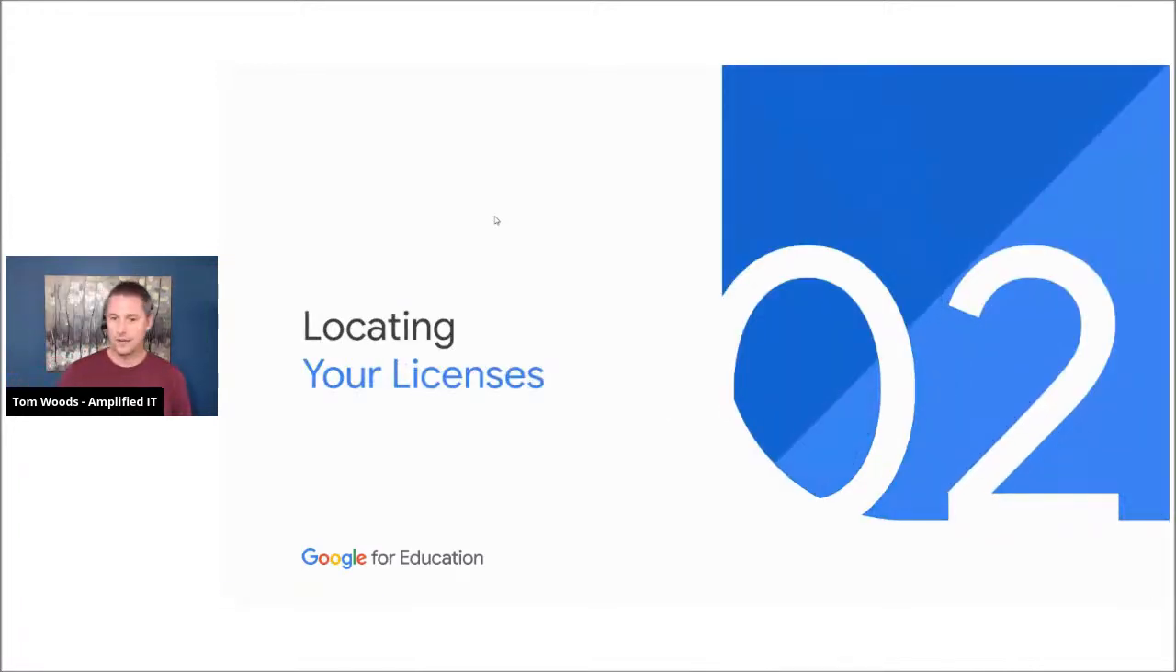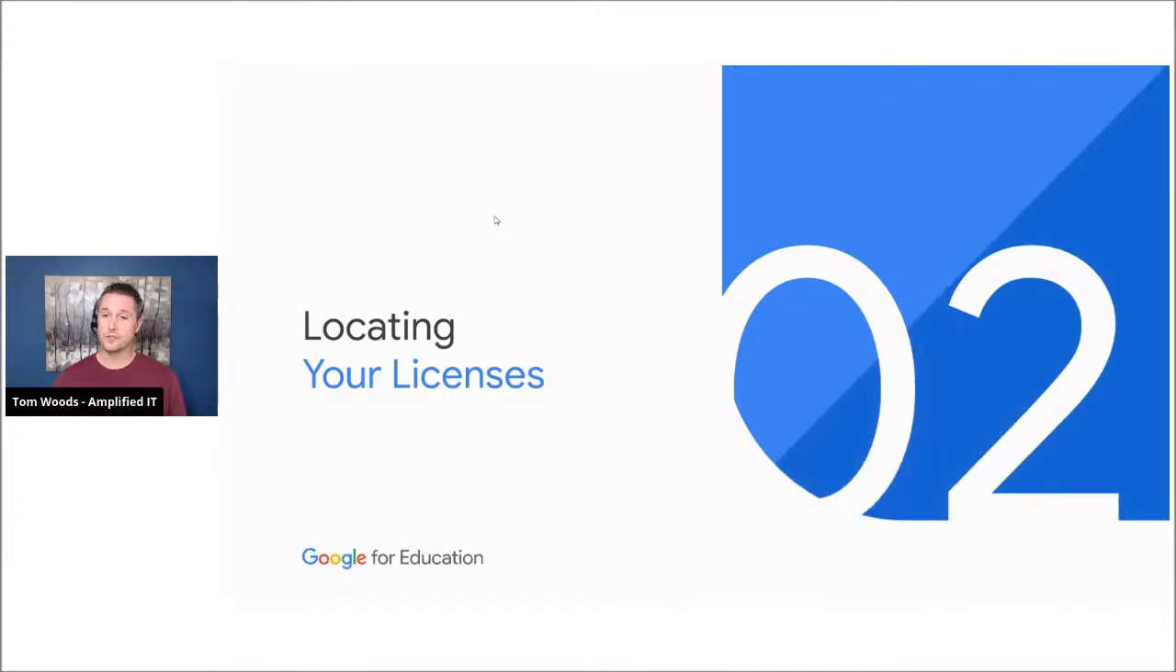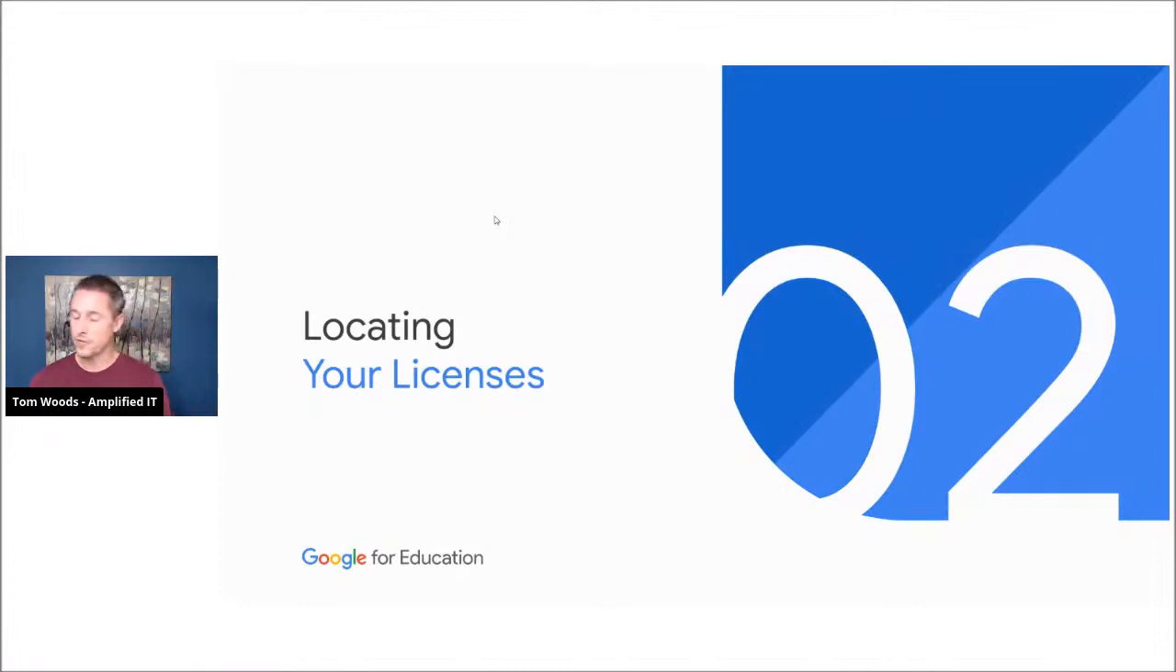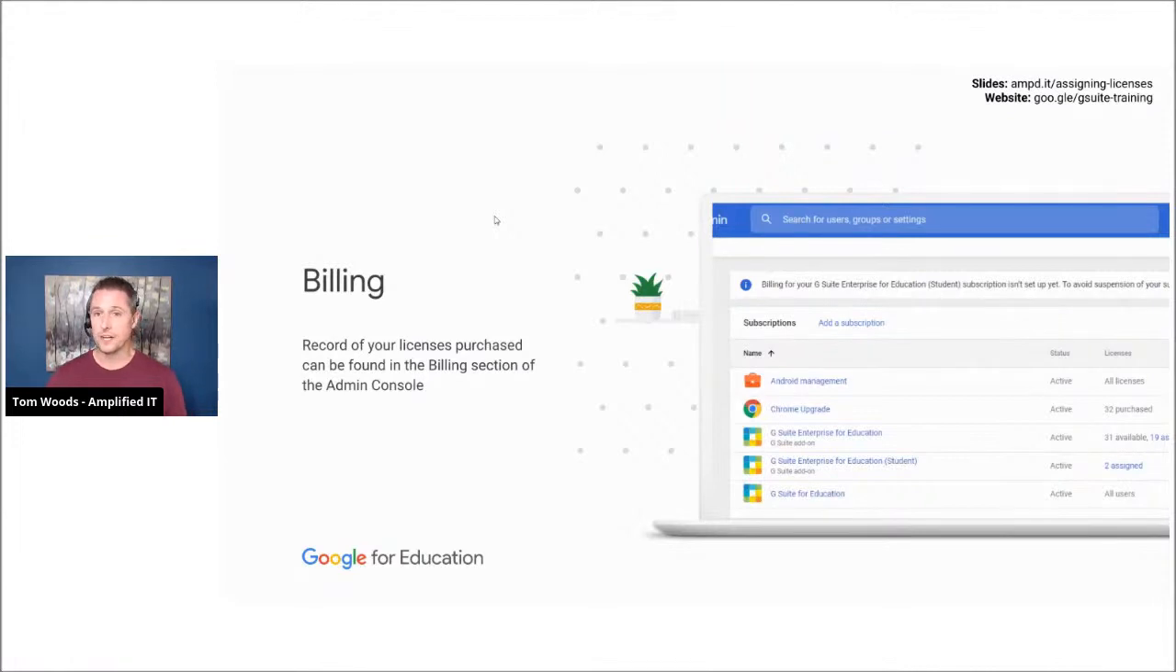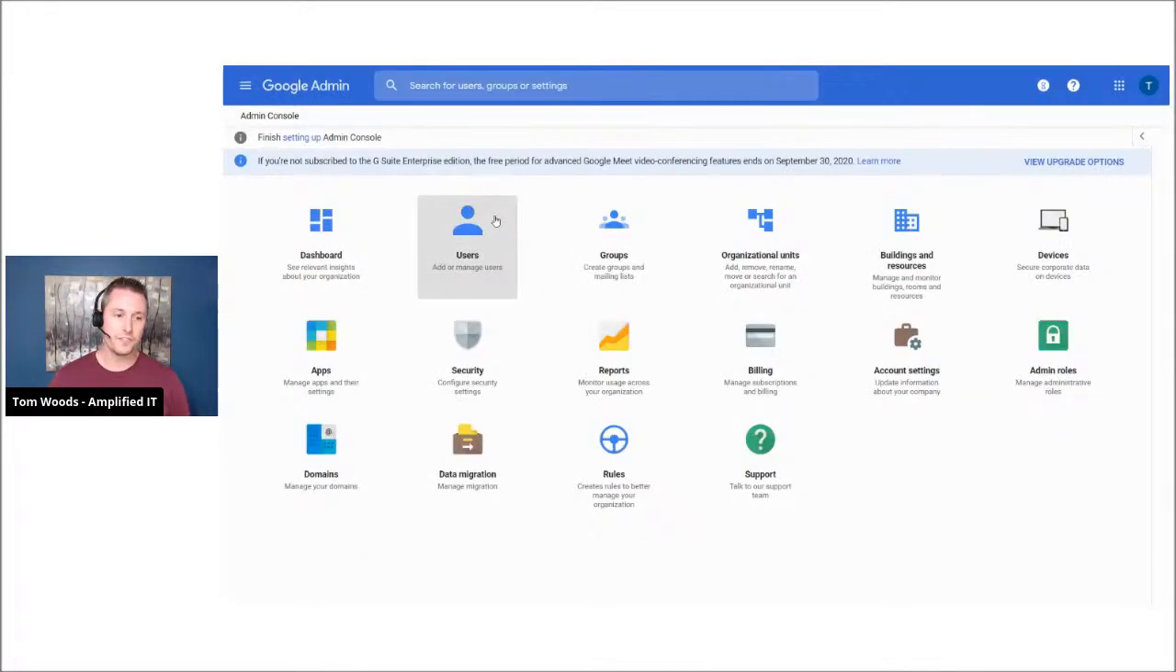All right, so let's take a look at how we find our licenses. And the easiest and the first place you want to look, so if you're an existing Enterprise for Education customer or school, you just purchased this recently, a few weeks ago or a month ago, you want to make sure that those licenses are there and they're ready for you to use. And if you haven't checked that, that's a really good place to start. And we start by checking the billing section of the admin console. So let's jump over to our admin console here.